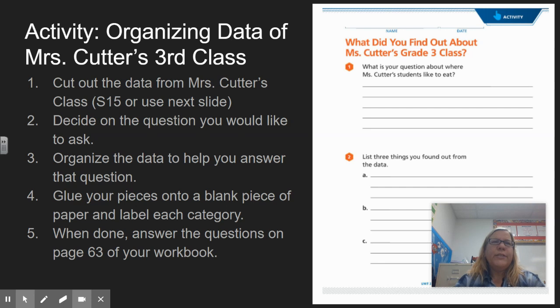So in class, we're going to work on an activity called Organizing the Data of Mrs. Cutter's 3rd grade class. So we're going to cut out the data from Mrs. Cutter's class. We're going to decide on the question we'd like to answer. We're going to organize our data, and we're going to glue our pieces onto a blank piece of paper and label each category. And then when we're done, we're going to answer the questions on page 63 of our notebook. Well, if you're not in class, you couldn't do this in class.